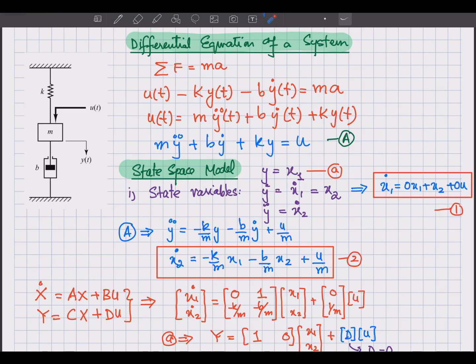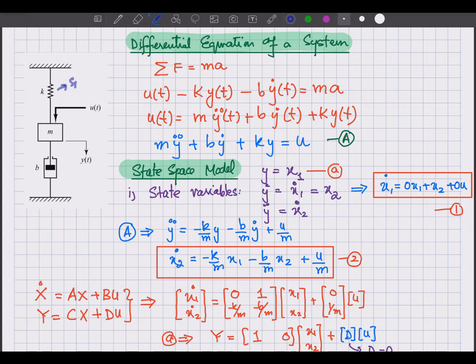Bismillahirrahmanirrahim. In this video, we are going to briefly revise the modeling techniques for a control system. We can represent our system using the differential equations or state space model or using the transfer function. So consider this mechanical system.